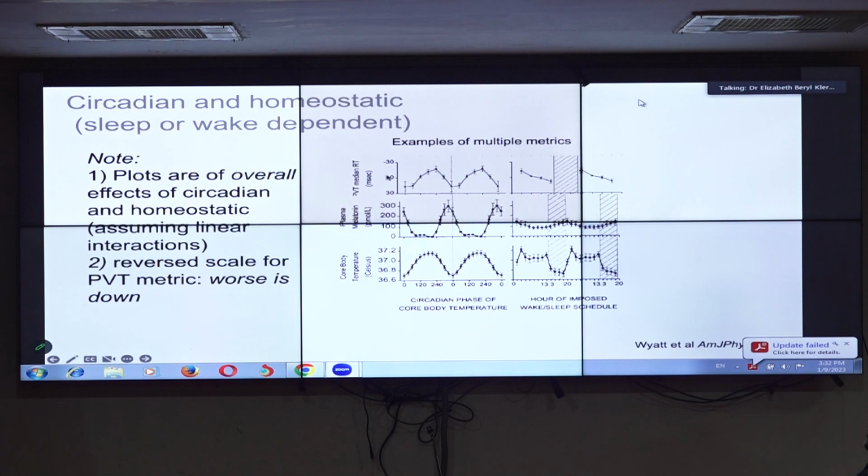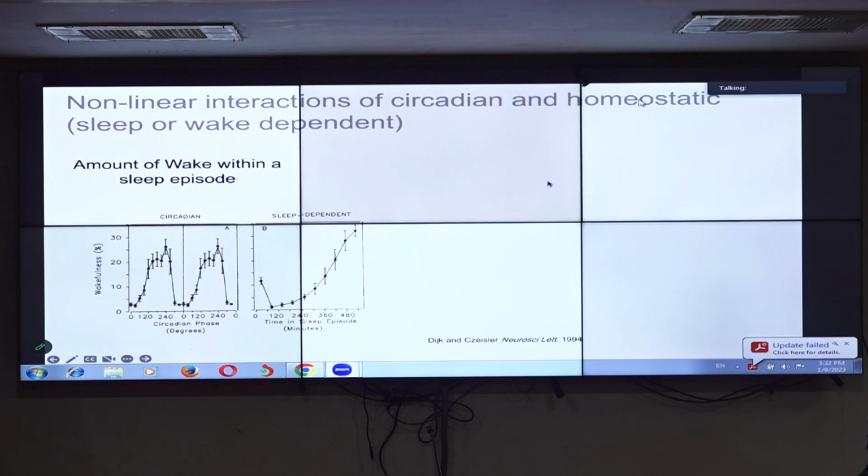So here's an example: if we look at reaction time tests, melatonin, and core body temperature relative to circadian phase, you can see that there's a circadian rhythm in core body temperature from a forced synchrony protocol, in melatonin, and in reaction time. But if we also look at it based on a T cycle, we can see that there's a sleep-wake effect on core body temperature. There's very little effect on melatonin. And there's a sleep-wake effect on your reaction time. The longer you're awake, the slower you are.